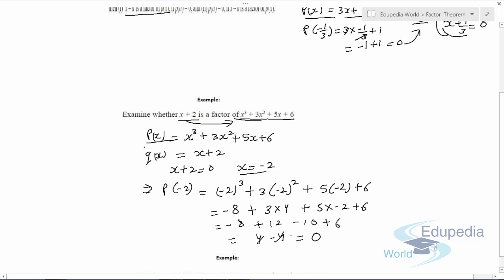So this implies x plus 2 is a factor of this polynomial. Why? Because we are getting remainder as 0. We are getting it as a 0 of the polynomial. So this means the factor x plus 2 completely divides this polynomial. So this is the factor theorem. Now let's discuss one more question regarding the factor theorem.